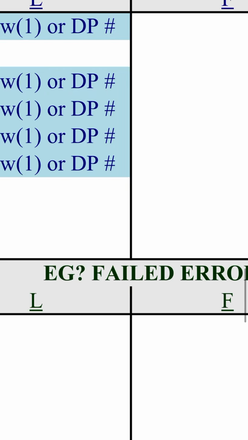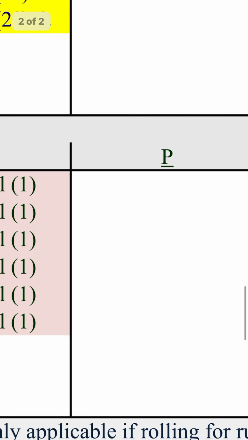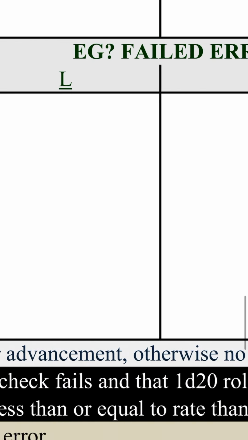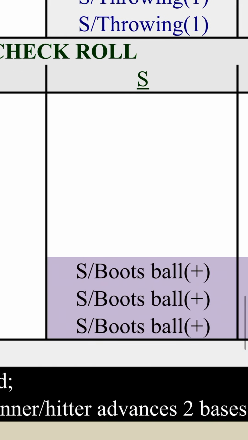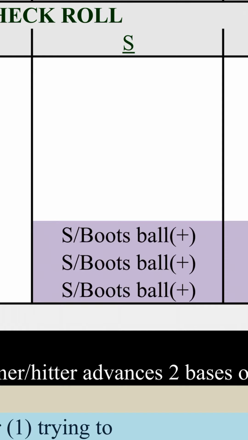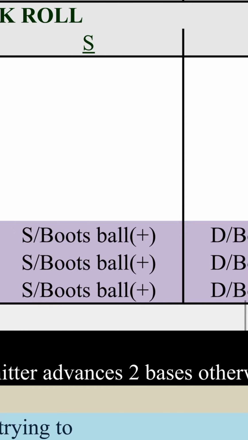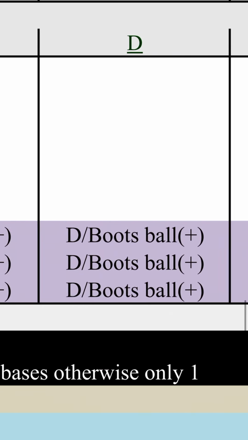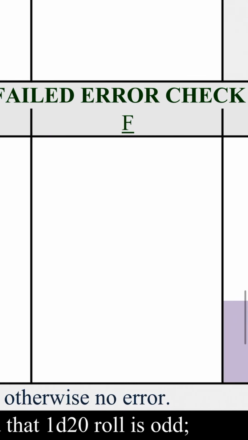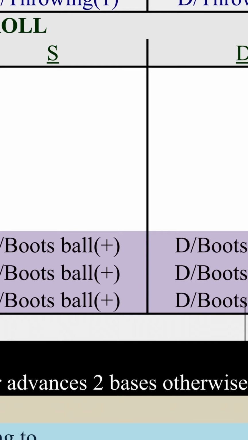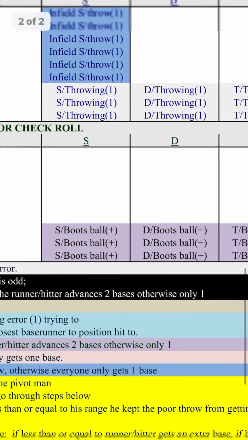The last one is going to be the error on a grounder. And this is where your infielder boots the ball. Now, on the outfielder, on a single, he could boot the ball on a grounder too. So if there's a single and a potential for an error, then he could boot the ball in the outfield. Same for a double. So whenever it says EG, it's a potential for the outfielder to boot a ball on a single, a double, or a triple, and that's it.